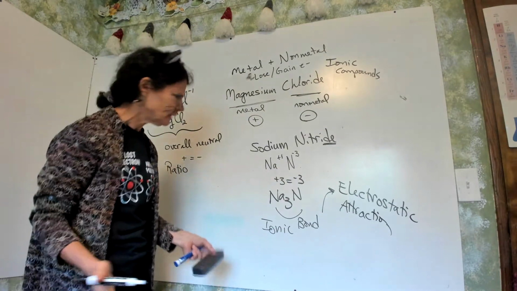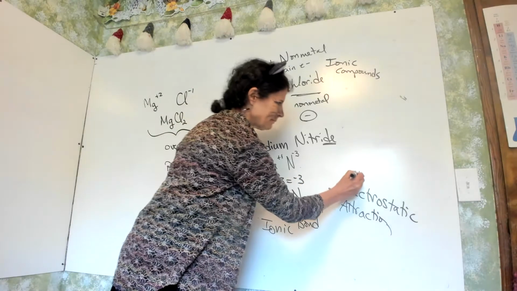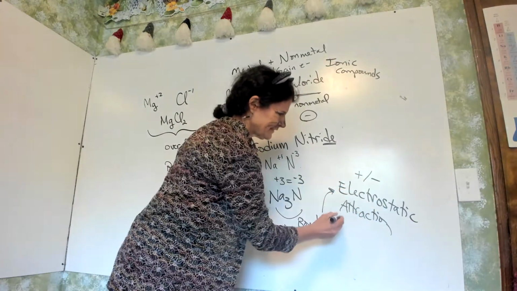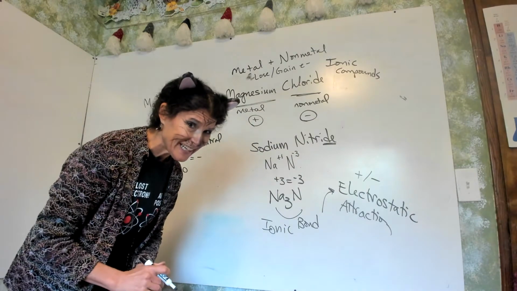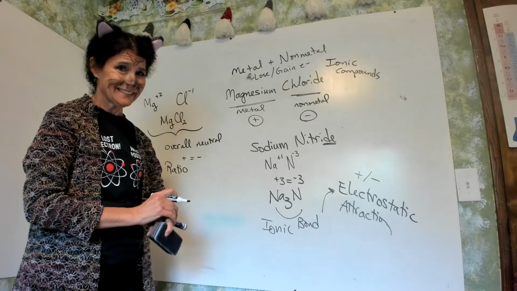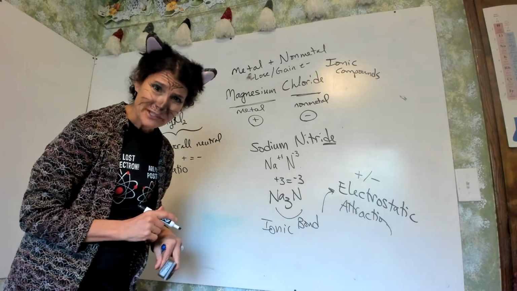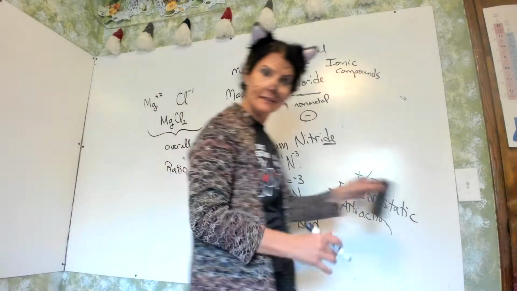It's magical. All right. Electrostatic means positive and negative. Attraction means they're not stuck together. They are like holding hands. So you like somebody, you hold their hands until you find something more attractive. Then you say, oh, there's a chocolate bar. I'll see you later. And you go for the chocolate bar.